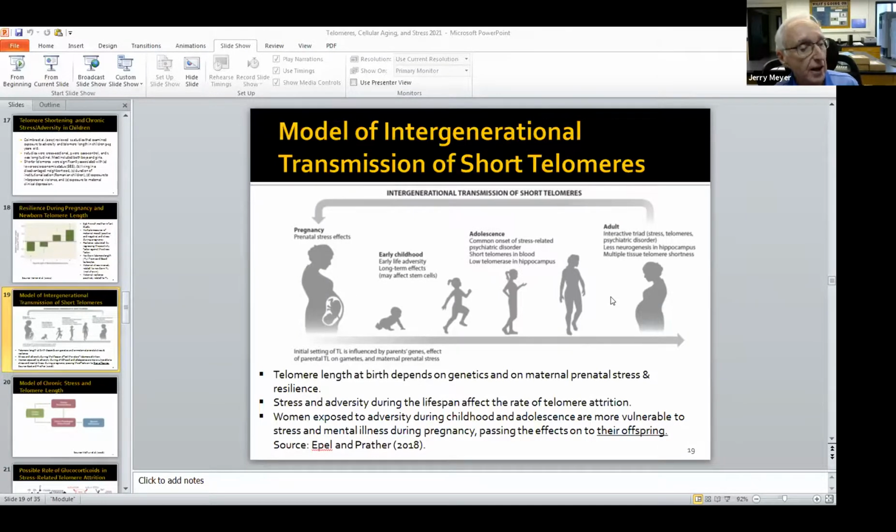So one of the points that Epel and Prather are making here is that what wasn't assessed in the previous study, but what has been looked at, is the amount of adversity that mothers were exposed to during their childhood, probably their mother's stress as well, but during their childhood and adolescence. They have become more vulnerable to stress and mental illness during their pregnancy, and then these effects are passed on to the offspring.